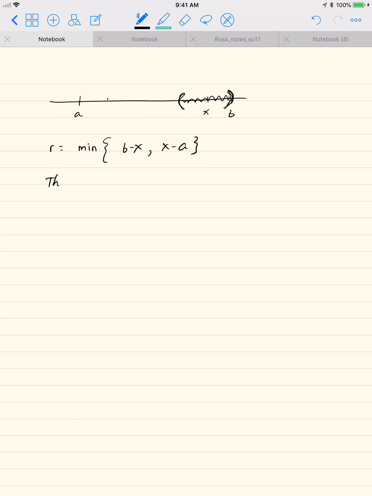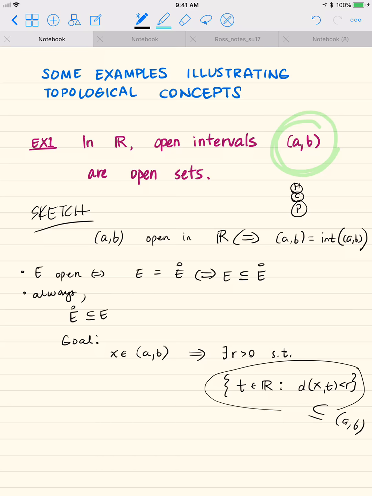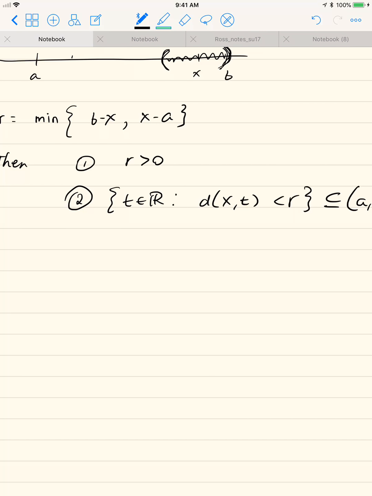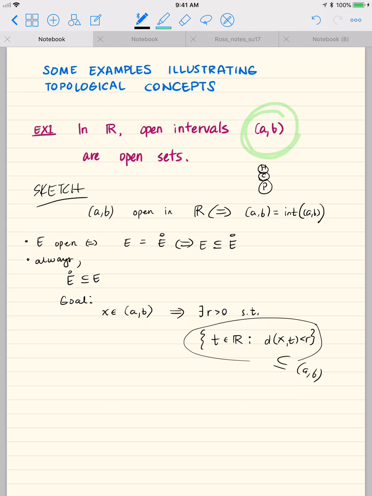Okay, so for this r, number 1, this r is greater than 0. And number 2, the set of t such that the distance between x and t is less than r is contained in our set (a, b). So when you're doing your formal proof, with hypothesis, claim, and proof, you would need to show these two things: that r is greater than 0, and that this set is contained in (a, b). You also could use r to be those numbers over 2 or anything smaller. There's a reason why we call these sets open. When we say it's an open interval, it is actually referring to open in a topological sense.